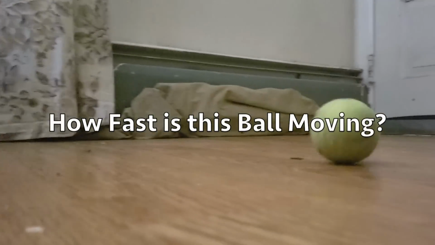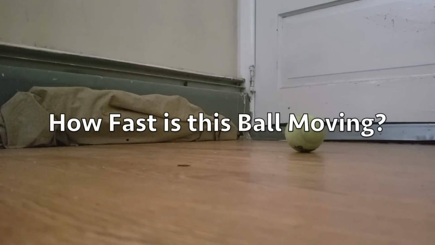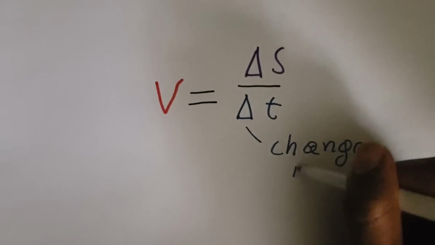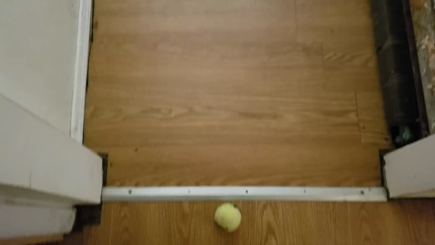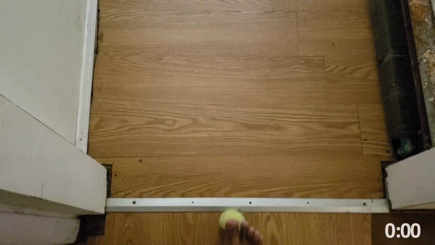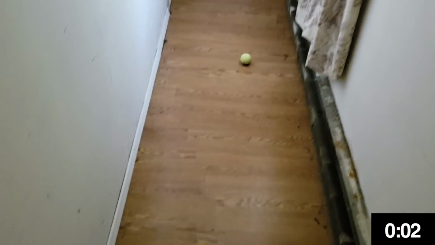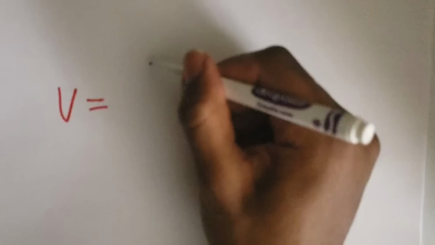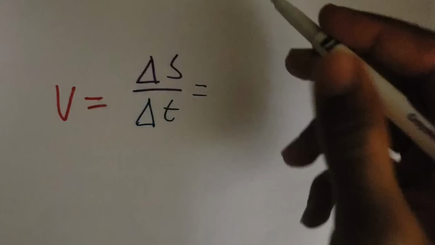How fast is this ball moving? To answer this question, we could use the speed equation, distance over time. Here, the ball travels about 400 centimeters in about 5 seconds. After plugging in our values, we get a speed of 80 centimeters per second.